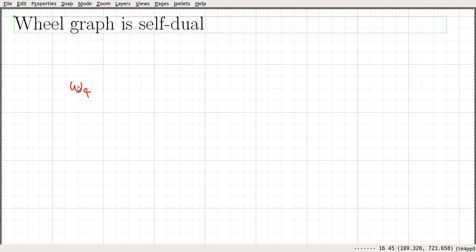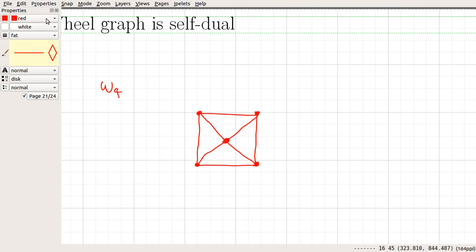So let's look at W4. W4 has 5 vertices, and 4 among those 5 vertices form a cycle. Okay, and we have one more vertex and this vertex is connected to all other 4 vertices here. So this is our W4. Okay, so let's go and draw the dual graph for W4 in a different color.